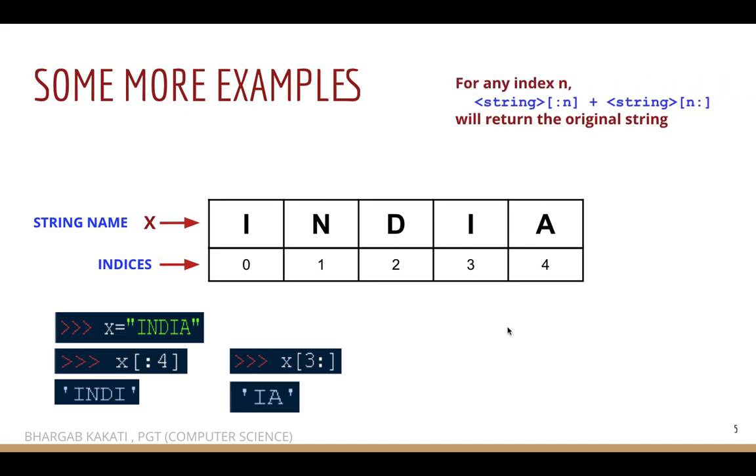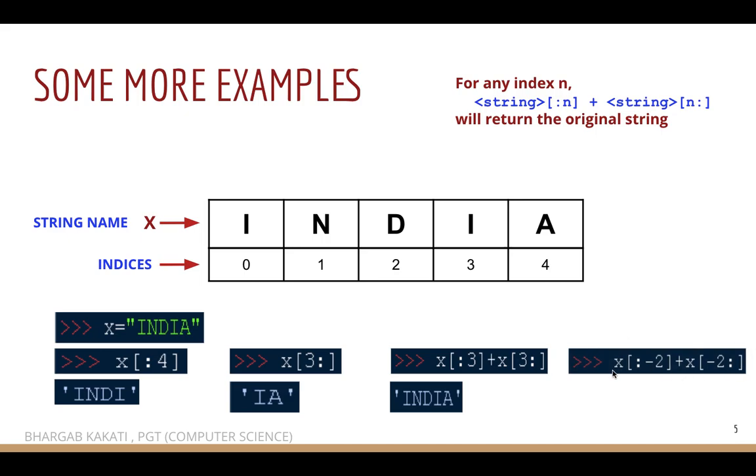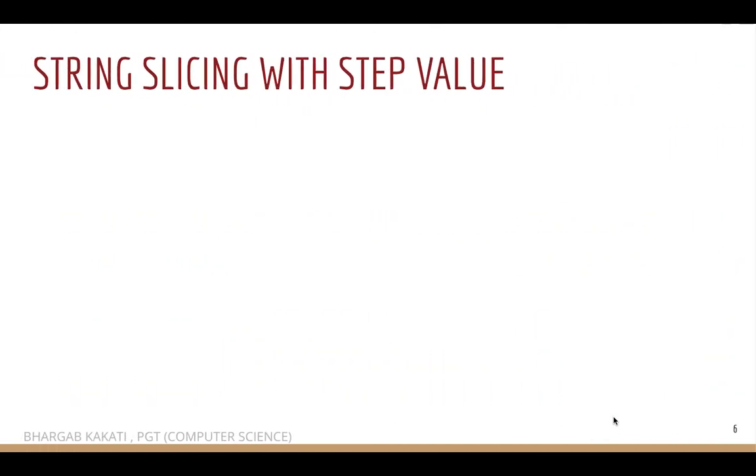So now if I want to get the original string, there is a technique, that is string[:n] plus string[n:], it will return the original string. Let's see what I mean with the help of an example. So if I write x[:3] plus x[3:], then I'll get the result as INDIA. That means I'll get the original string. It will work with any index, even the negative ones. So if I write x[:-2] plus x[-2:], then also I'll get the original string, that is India. This is just like a formula.